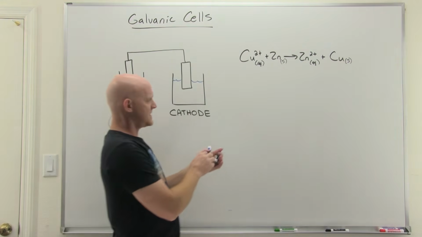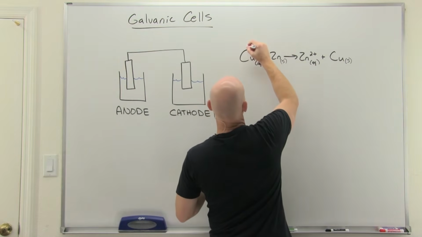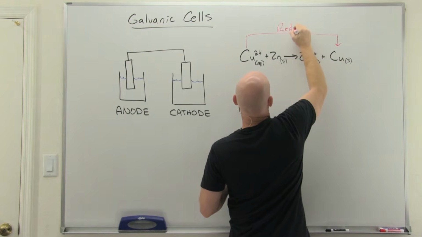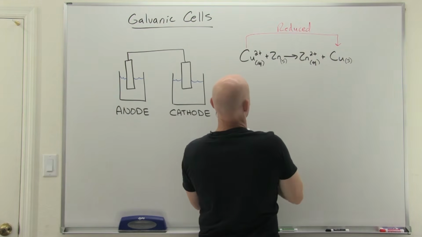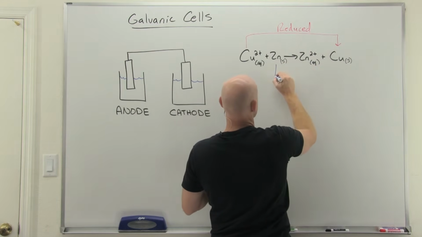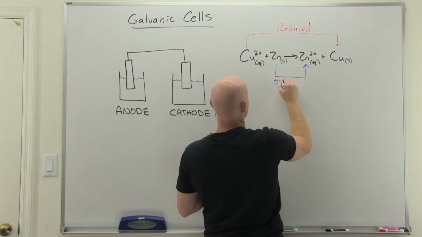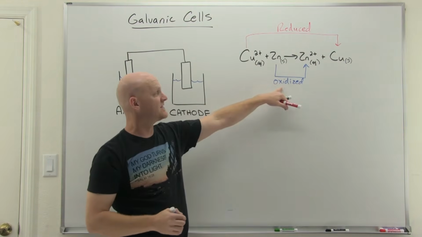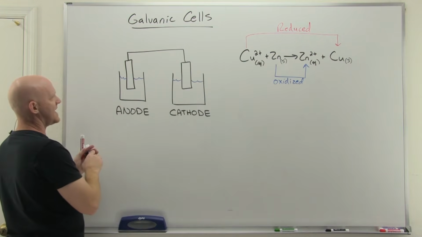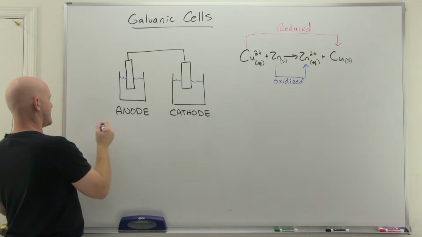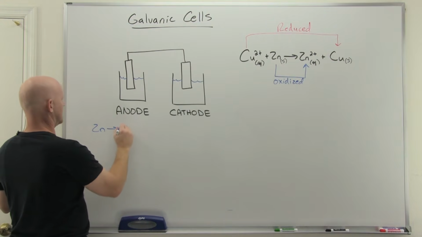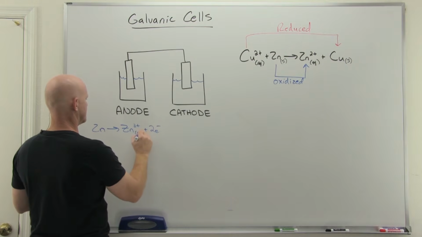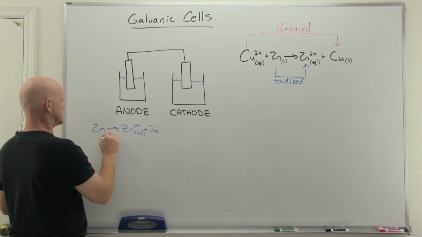All right, so in this case, if we take a look, copper here is going from +2 down to the 0 oxidation state, so it's getting reduced. Zinc, on the other hand, is going from 0 oxidation state in its elemental form to the +2 oxidation state. It's going up, so it's getting oxidized. And if you guys recall, oxidation takes place at the anode. So it's the zinc half reaction that's happening over here. In this case, we're going to have zinc going to zinc 2+ + 2 electrons.